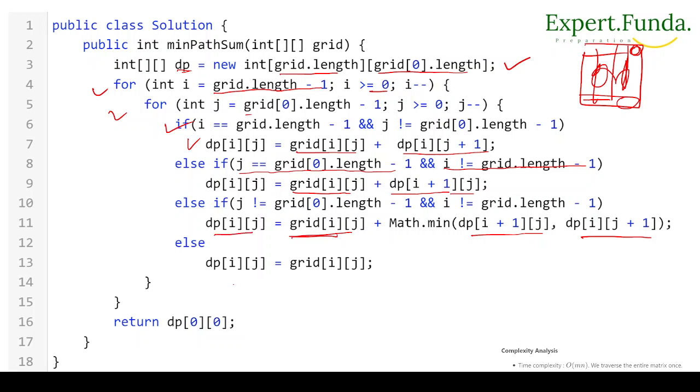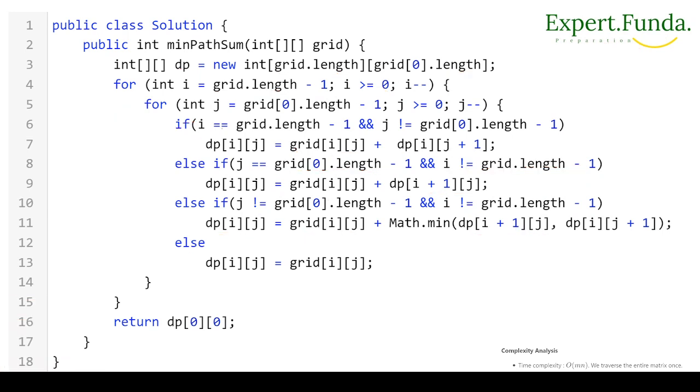And other than this, dp at i, j is grid at i, j, and finally we will return whatever we have at the top position, dp 0 0. I think you understood, right? Let's understand again. First we start from the last row and column and go down to 0, in decreasing order. We take row and column and check each position.